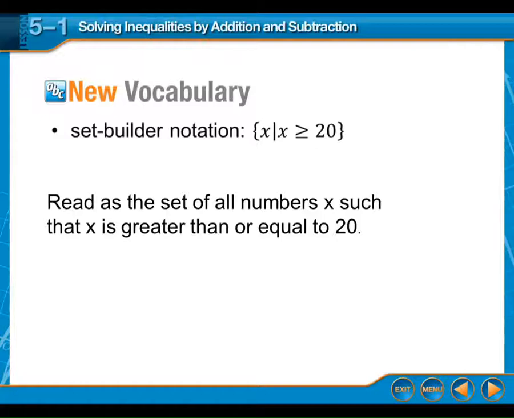Okay, so as far as new vocabulary goes, in this lesson you will talk about set builder notation. This is read as the set of all numbers x such that x is greater than or equal to 20. And in this lesson and in this chapter, I do expect you to write your answers in what we call set builder notation.